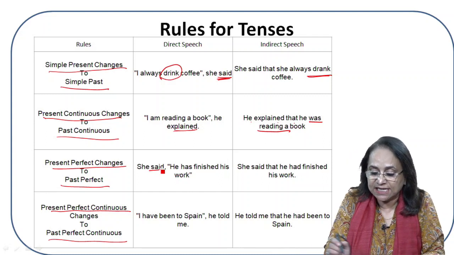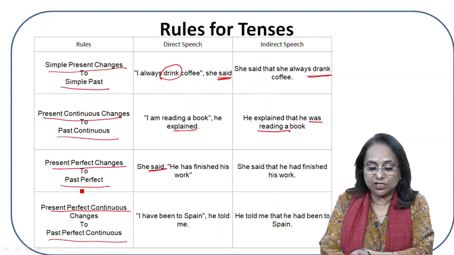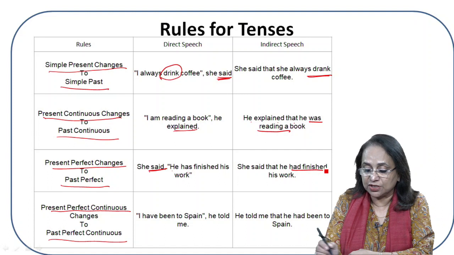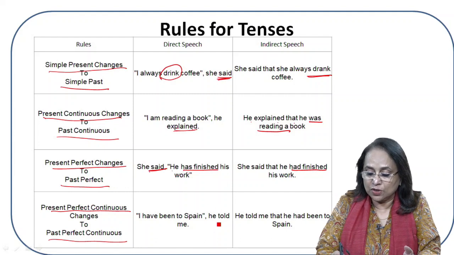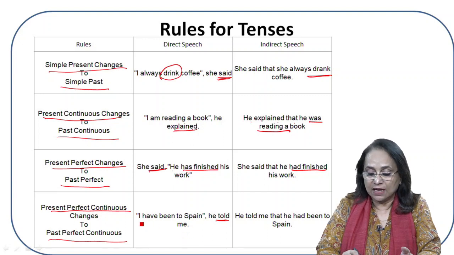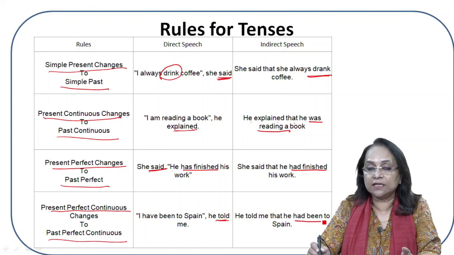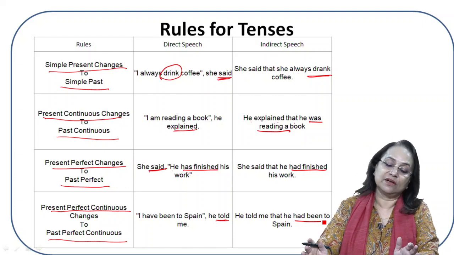Now again, "He has finished his work," she said. Said, the reported verb, is past tense. So present perfect will change to past perfect. He has finished will become, she said that he had finished. Had finished, right? So here again, told, so the reported verb is past tense. "I have been to Spain," he told me. He told me that he had been to Spain. So, past perfect.